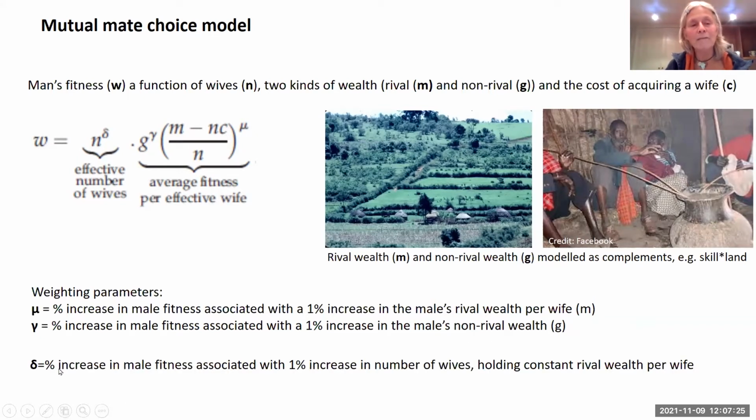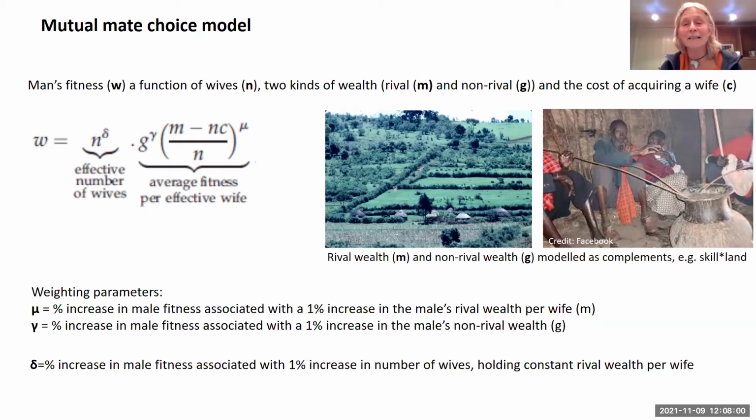And we do have a further parameter, which really came more out of the empirical work that I'm going to talk about later, but we call it delta. It's a little bit weird, but it's technically an increase in male fitness that's associated with a 1% increase in number of wives, holding constant rival wealth per wife. That's a bit hard to get your head around, at least if you're having to listen to this talk late in the afternoon. But effectively, when delta is 1, a man's value is just his rival wealth, let's say his money.